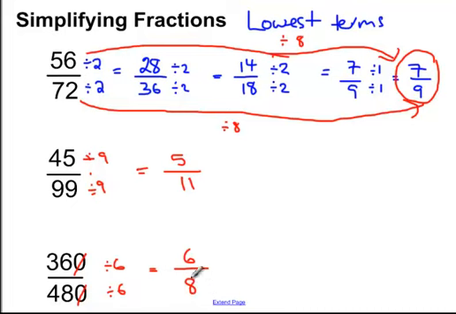Now, is there anything that goes into both 6 and 8? Well, they're both even, so we can divide the top and the bottom by 2. 6 divided by 2 is 3, and 8 divided by 2 is 4. Now, is there anything that goes into both 3 and 4? No, there isn't. So 360 over 480 simplifies all the way to 3/4. That's the same proportion as 3/4. So the key to simplifying fractions is to divide the numerator and the denominator by the greatest common factor.